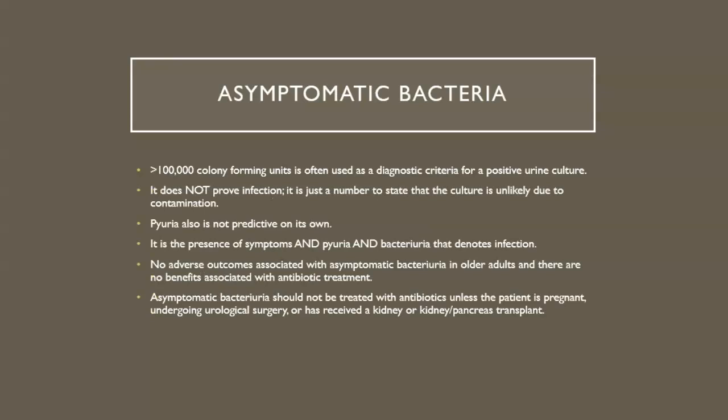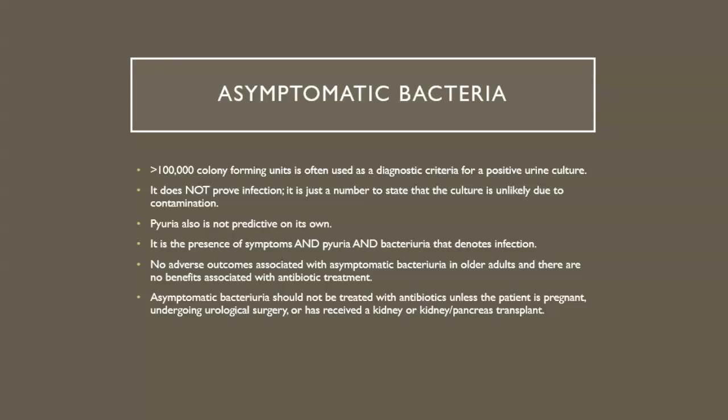Now we'll talk about asymptomatic bacteria. So this is greater than 100,000 colony-forming units. It's often used as a diagnostic criteria for positive urine cultures. It does not prove an infection. It is just a number to state that the culture is unlikely due to contamination. It is the presence of symptoms and pyuria and bacteriuria that denotes an infection. So if someone does not have symptoms, they could possibly be colonized, and so that's something important to think about, especially for people that get these UTIs frequently, because they have a high probability of being colonized.